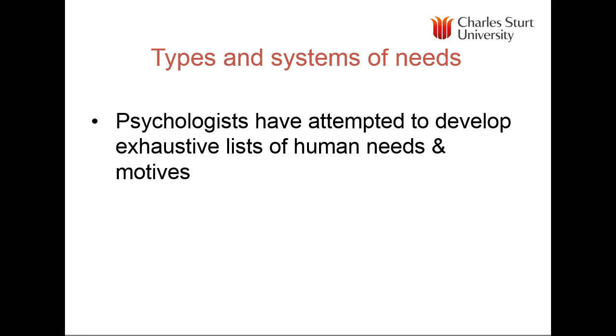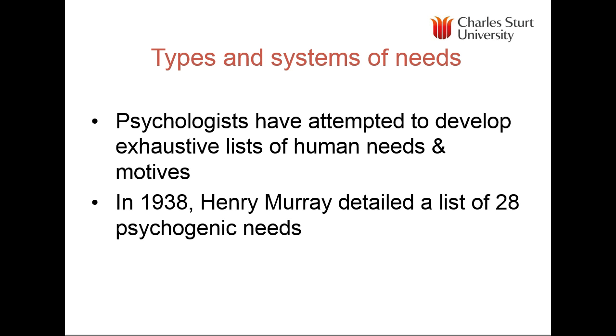Okay, so there are types of systems of needs and therefore motivation, and psychologists, which a lot of this research is based on, have come up with some exhaustive lists of human needs and motives. Some of the things that are in common is that they start from fairly basic and then they become more sophisticated. Some of them have a hierarchy and some of them are just categories.